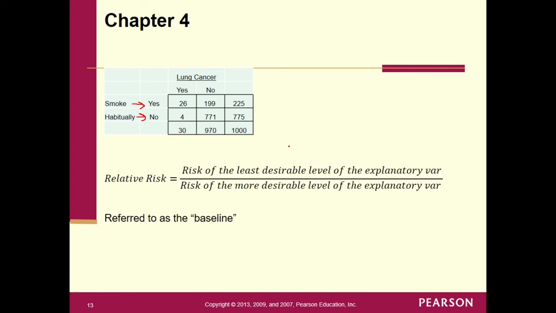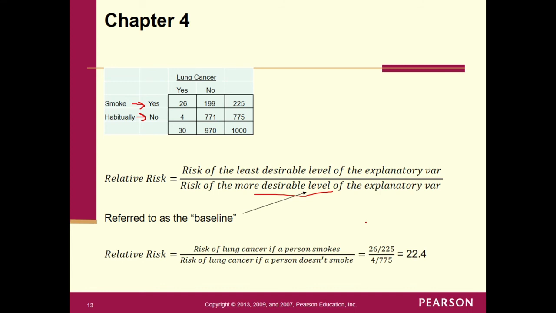And just as a note here, if you ever hear the word baseline, okay, baseline is the denominator and is the risk of the more desirable level, okay? So let's go ahead and figure out the relative risk here, okay? So notice I put the 26 divided by the 225. Now I did this as a fraction because if you do it just with the percentages, you get rounding error. Here you're not going to get any rounding error. So I just use the actual numbers, 26 divided by 225 divided by the 4 divided by the 775. And you're going to get a number of 22.4. Okay, that would be the relative risk here.